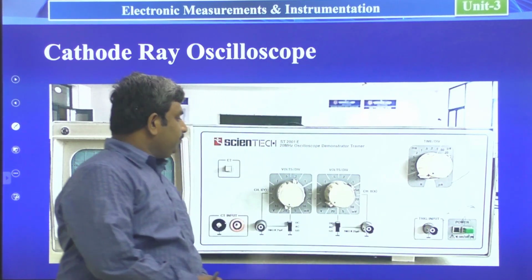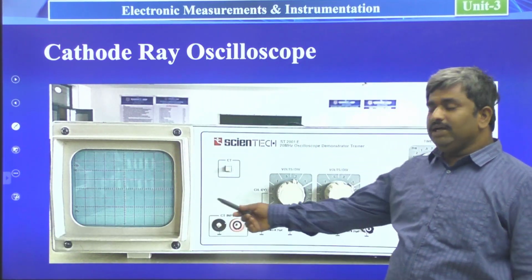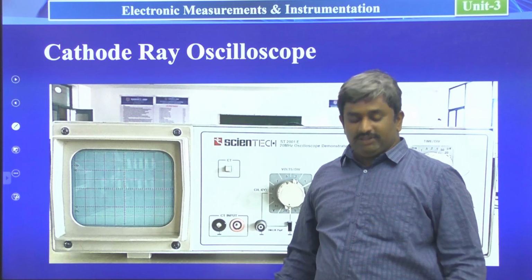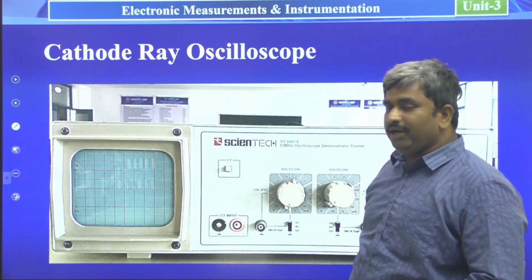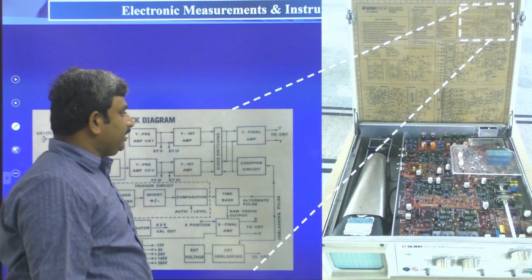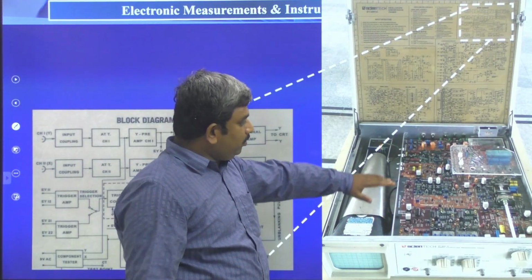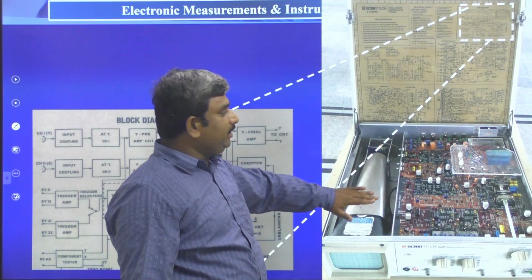Okay, so this is the final one, the CRT screen. So this is the generalized CRO trainer kit. Let us open this kit and see what parts are there internally. So I have opened the top dome of this CRO trainer kit.